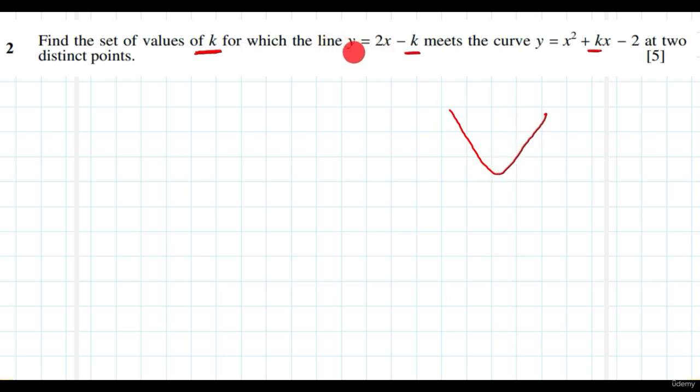And the line, we know that it's a straight line. But as long as there are two distinct points of intersection between the curve and the line, we can say that this represents the line. If this is the line, you see that there can be two intersection points. Therefore, we need to consider these two intersection points in order to find the set of values for k.